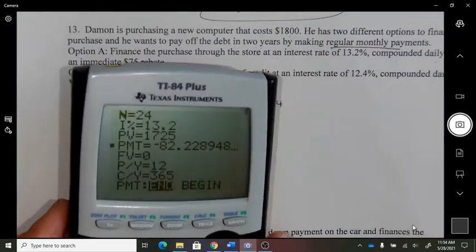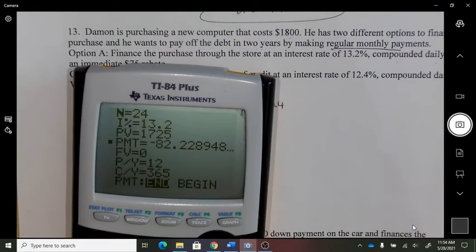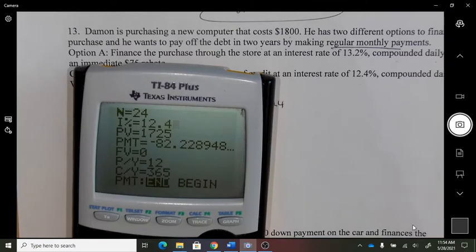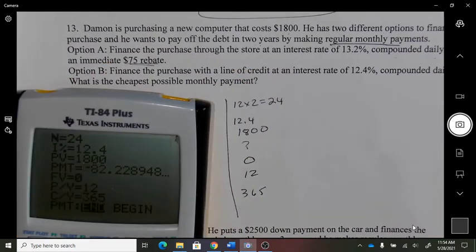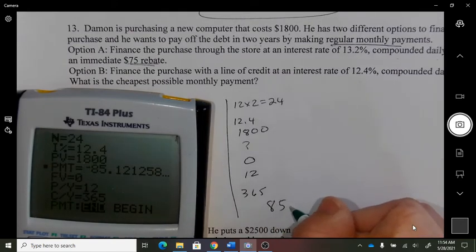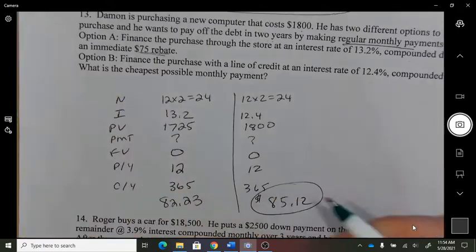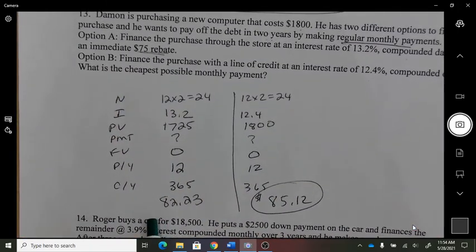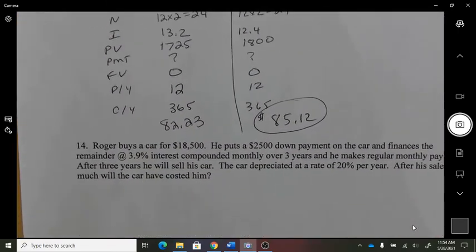So what's the payment on this option? A lower interest rate, but we don't get that immediate rebate. So what's the payment? $85.12. So option A is the lower payment.